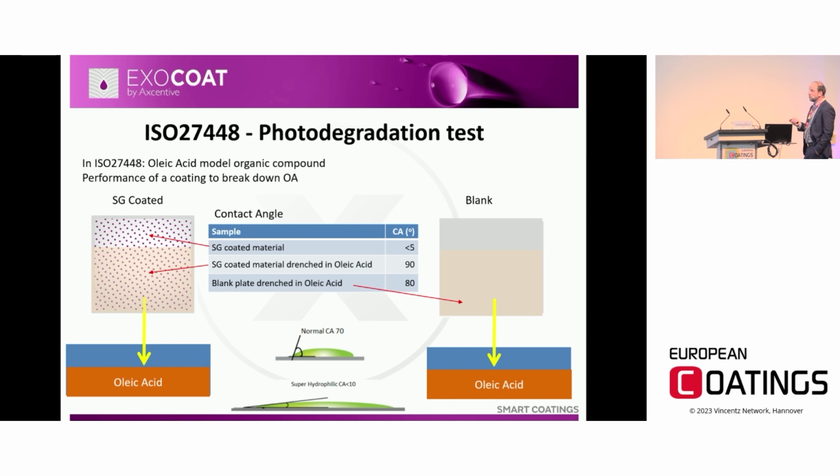There it is, 90, so much higher, which is logical because oleic acid is oleophilic, so hydrophobic. And on the blank we did the same, so we measured the contact angle of a water droplet on oleic acid. In this case it was 80. So the difference between these two of 10 degrees probably has to do with the fact that we create some kind of surface morphology there, which means that normally the contact angle increases.